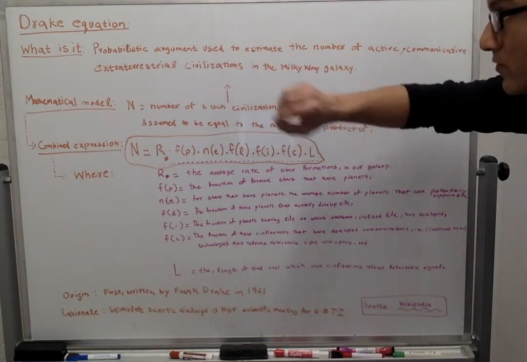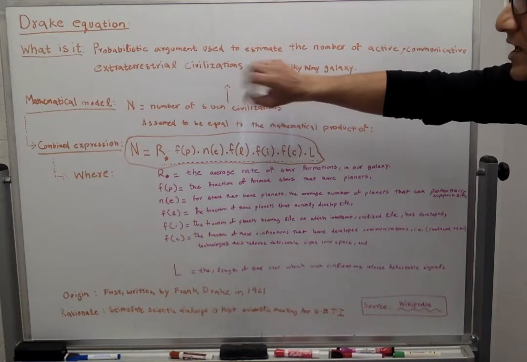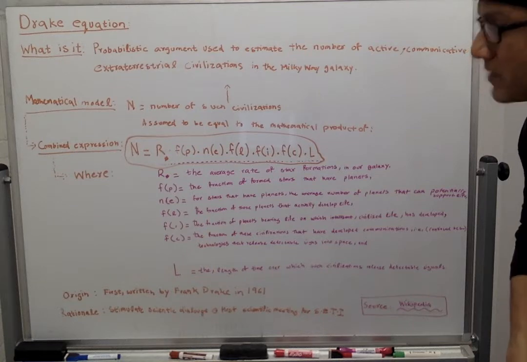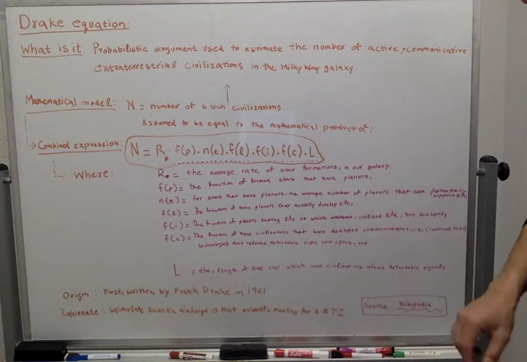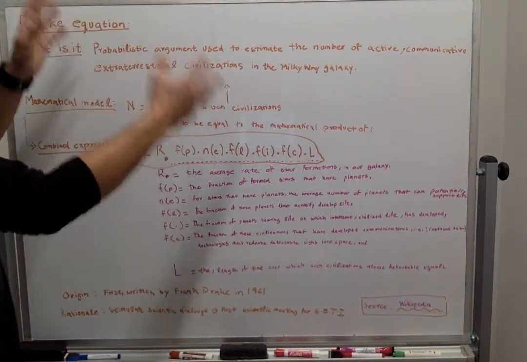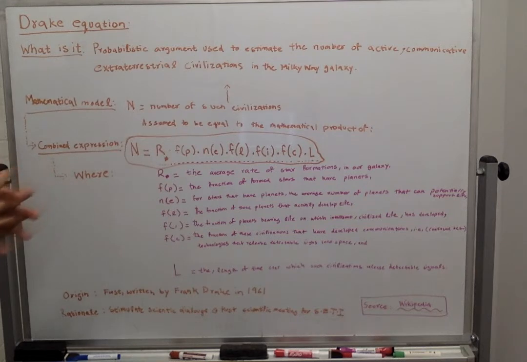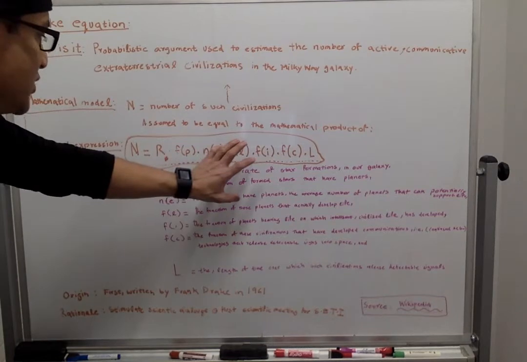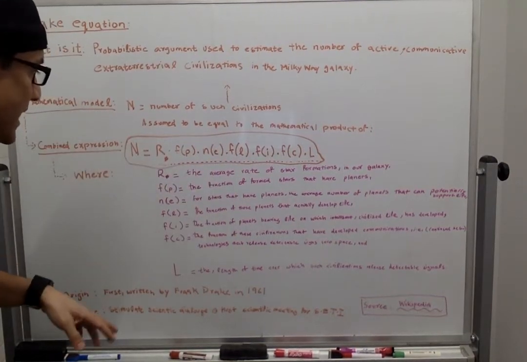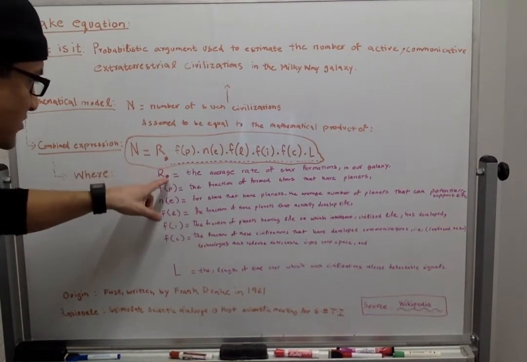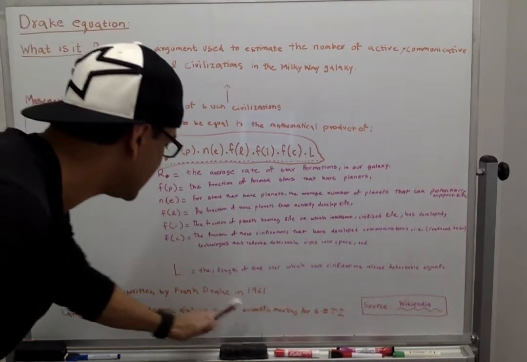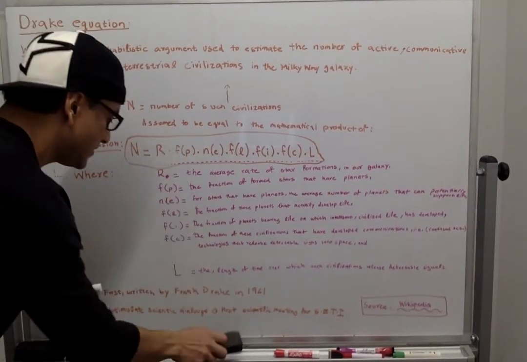So that being said, hopefully that explains the intention of the Drake equation in terms of the mathematical model. Let's get to the combined expression. Again, N would be the number of such civilizations, and we're trying to come up with a number. Frank Drake thought of this combined expression in the 60s, whereby R with an asterisk, or a star sign, should actually be right here.